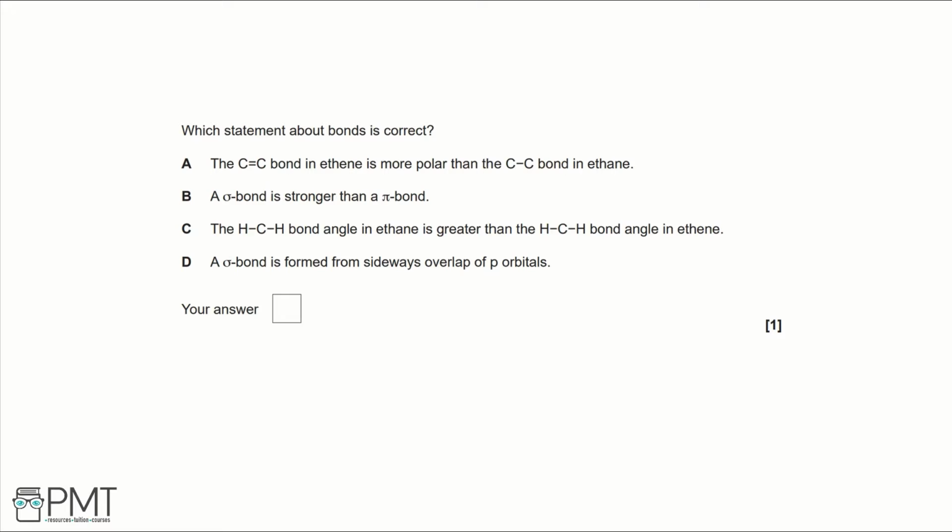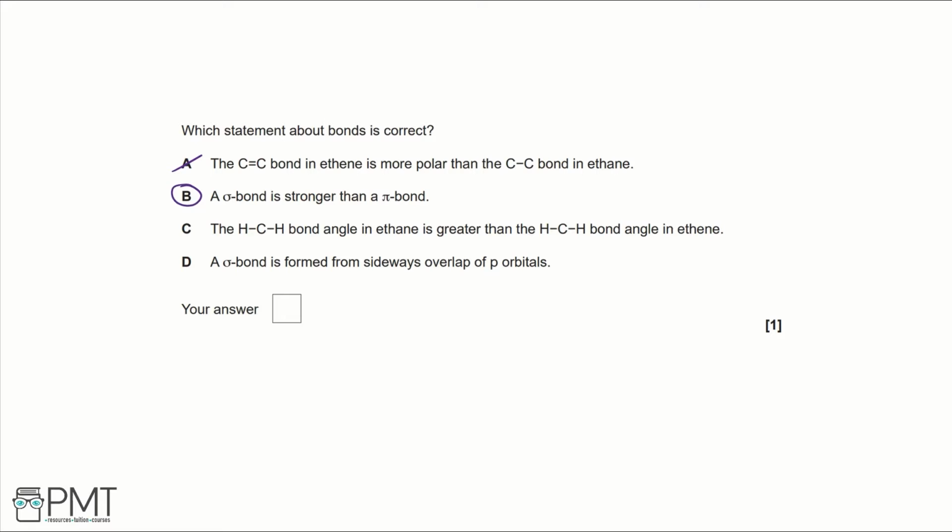So the first one, the carbon-carbon double bond in ethene is more polar than the carbon-carbon single bond in ethane. This one is incorrect. Then B, the sigma bond is stronger than the pi bond. This one is correct, and that's because of the greater and stronger orbital overlap in a sigma bond versus a pi bond. So B is correct, but we need to check the other two.